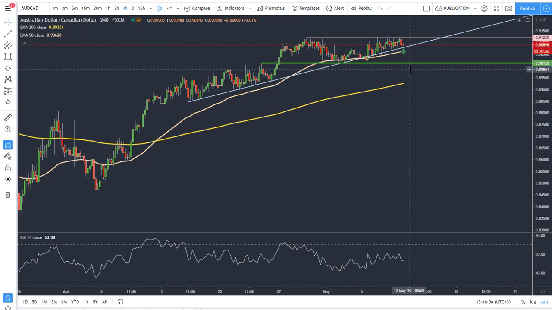For example, if it breaks to the downside, it will prove wrong. Probably it has to break and close below 0.9 psychological support, but if it breaks to the upside, it will prove that the Canadian dollar is actually struggling.